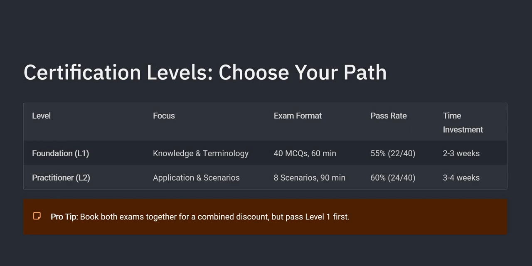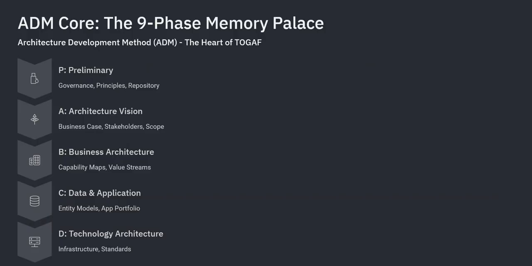The Practitioner is about how to apply these ADM methods, scenario-based, like in your real-time situation, which method you will apply. It is a little bit tricky. The pass mark is 24, which is 60%, and each level has 40 questions. You have to pass both, and only then will you get the TOGAF certification.